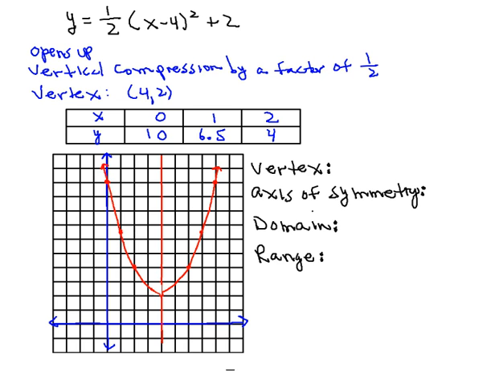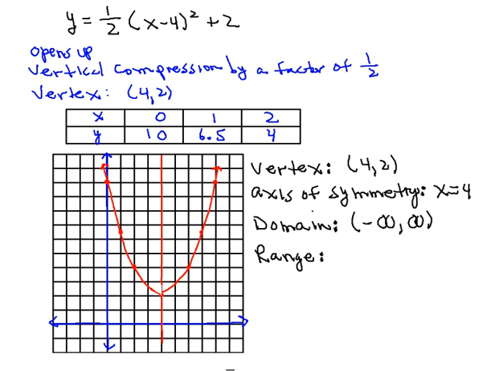I hope so. Now let's finish up by answering the questions that we were asked to answer at the beginning of the problem. And we know that the vertex, we've already discussed that, is located at the point (4, 2). The axis of symmetry, the vertical line that passes through the vertex, will have the equation x equals 4. Domain, as always, will be negative infinity to infinity.